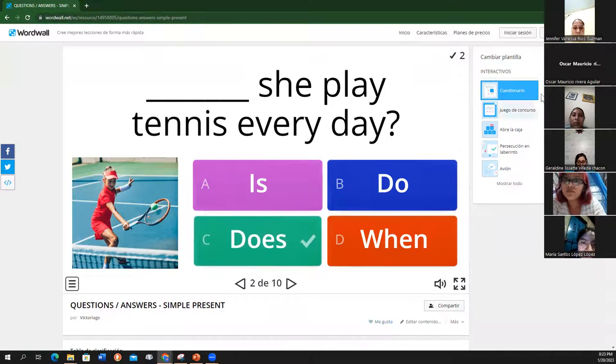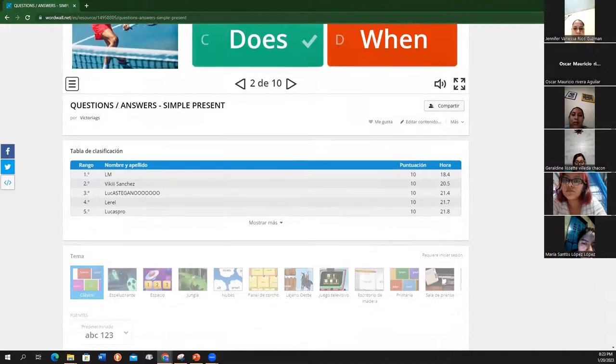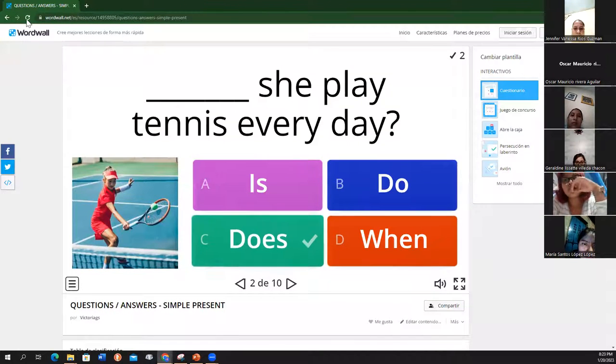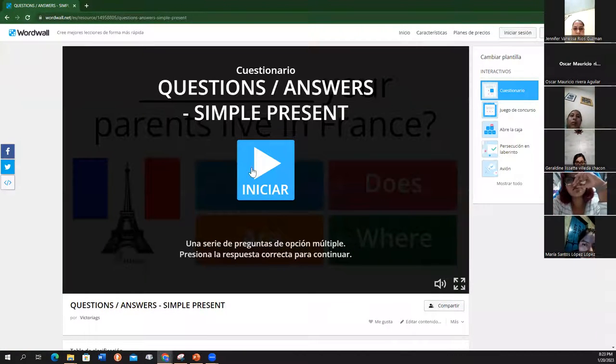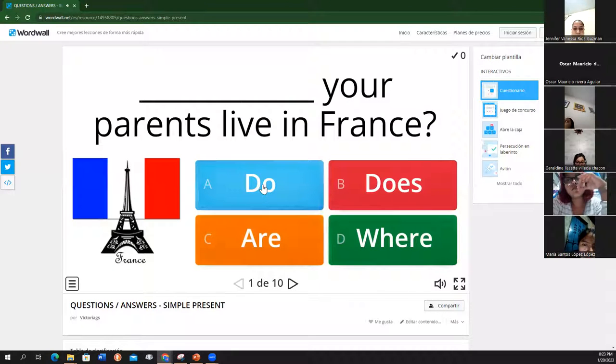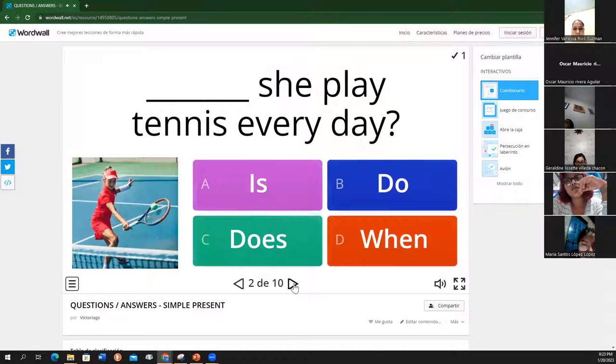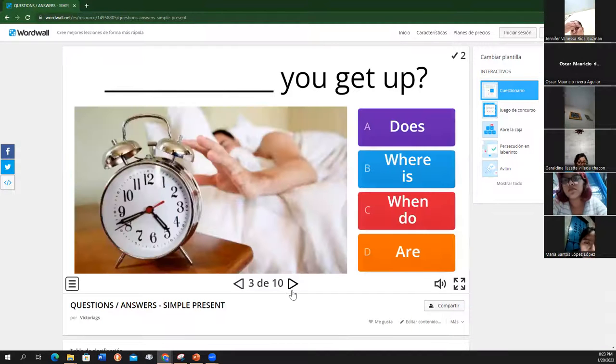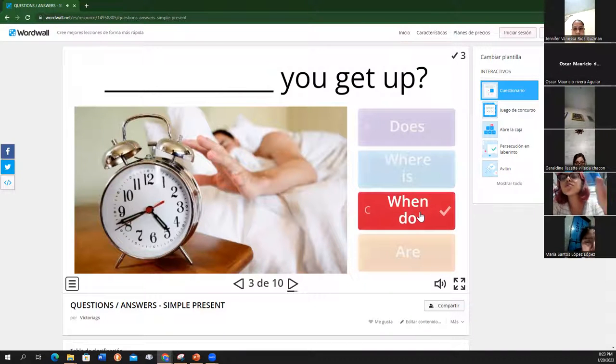Let me restart this from the beginning. Okay, here is do. What will be the correct word? Does she play tennis every day? Okay, does she play tennis every day? Okay, good. And here? When do you get up? Okay. When do you get up? Le estoy preguntando a qué horas se levanta. Good.